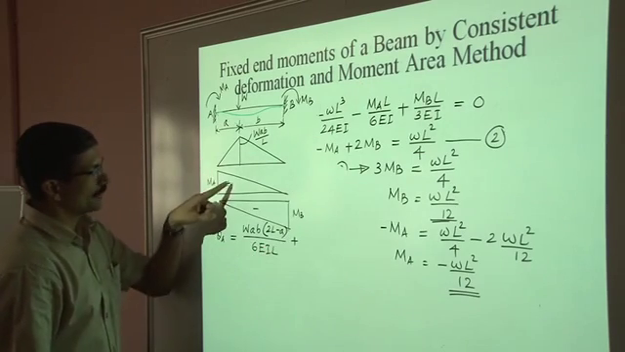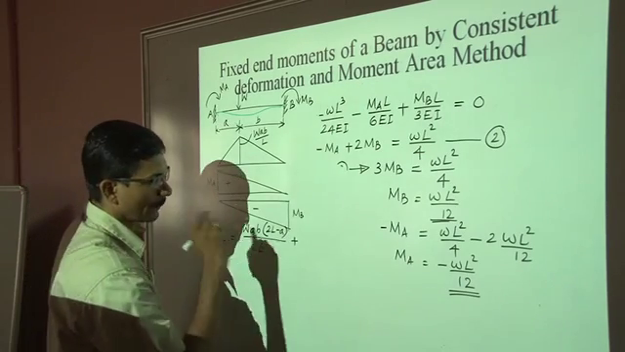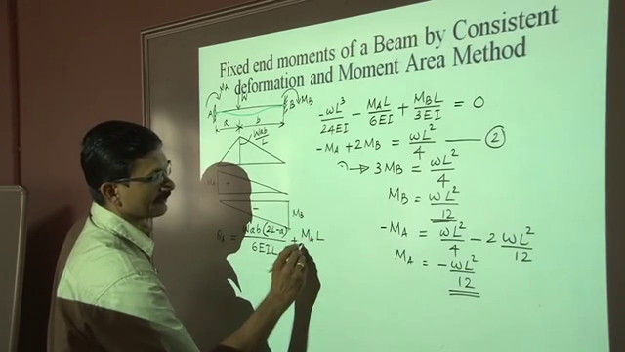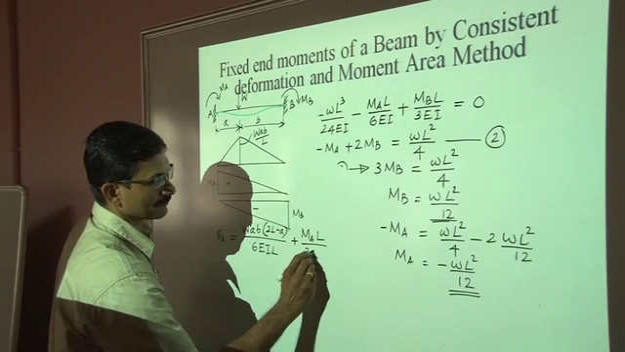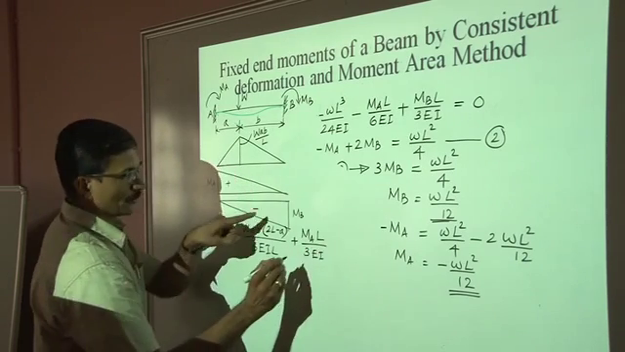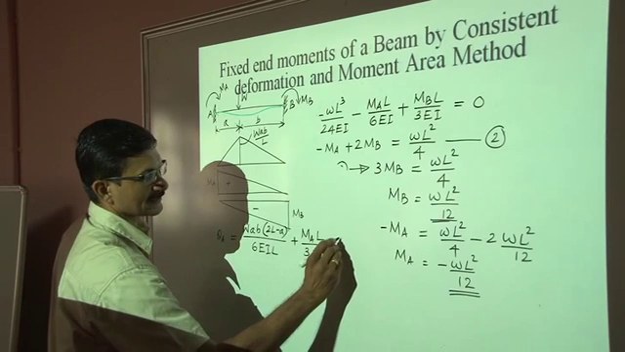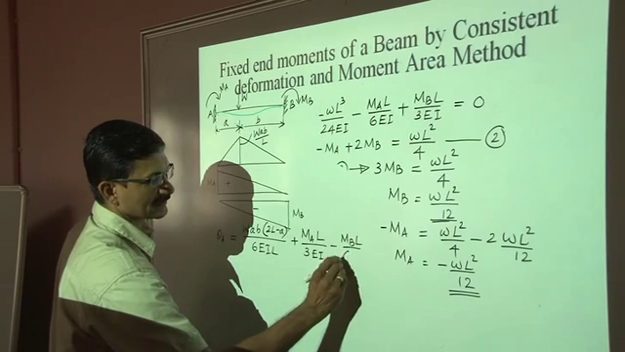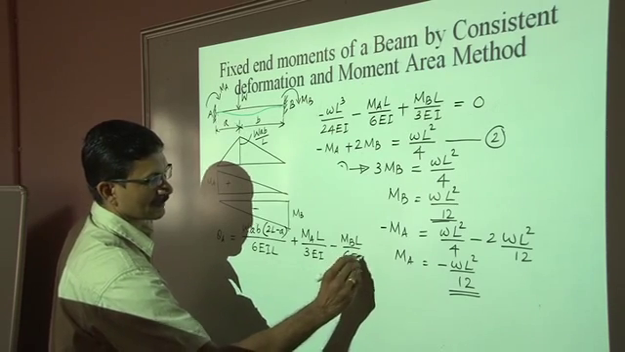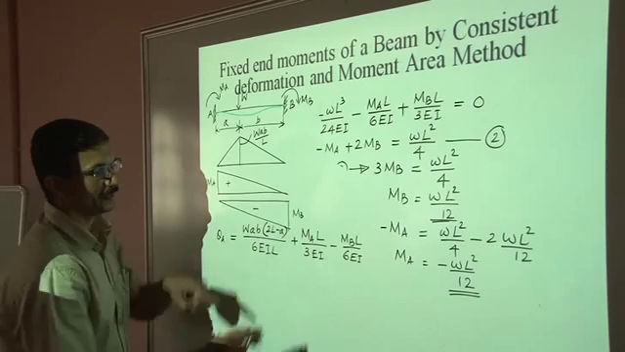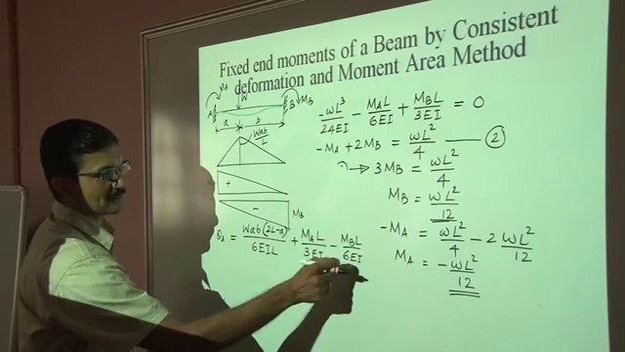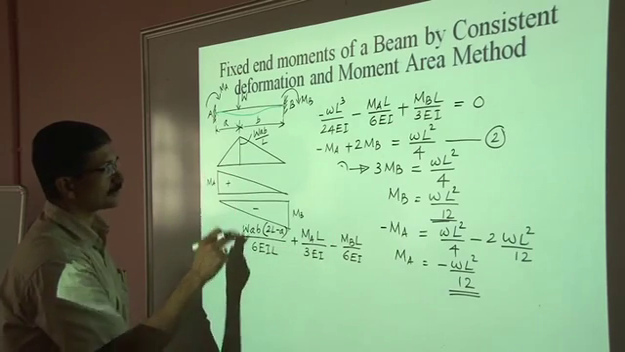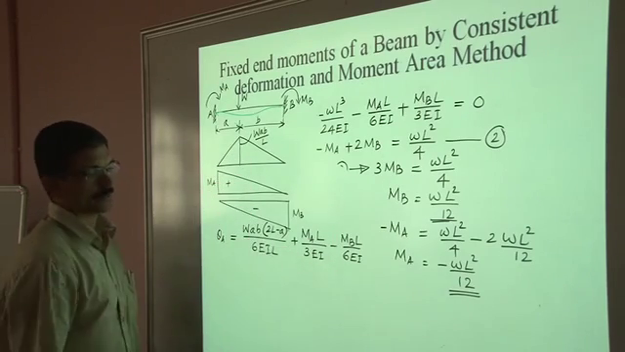plus slope due to MA, MA L divided by 3EI, slope due to MB minus MB L divided by 6EI. Slope at this end due to MB is minus MB L divided by 6EI. Minus sign is because the slope is anti-clockwise, and plus sign is because these two slopes are clockwise.